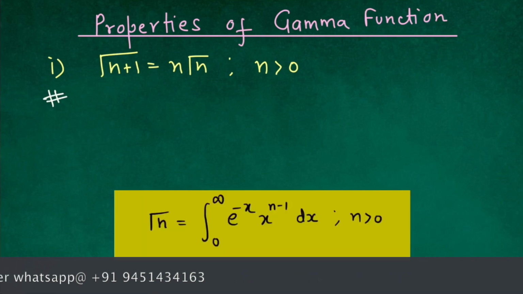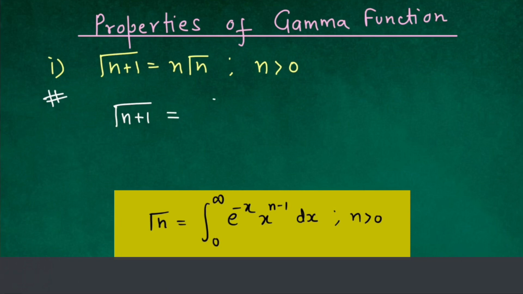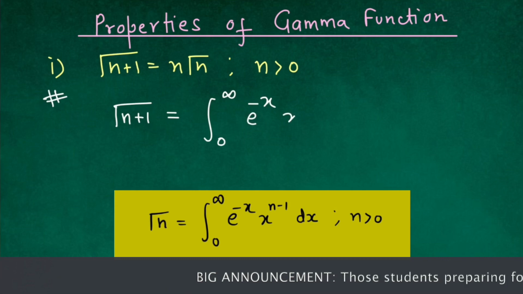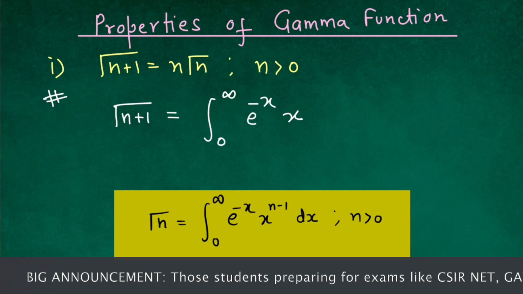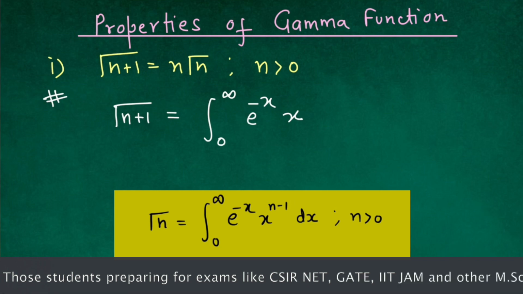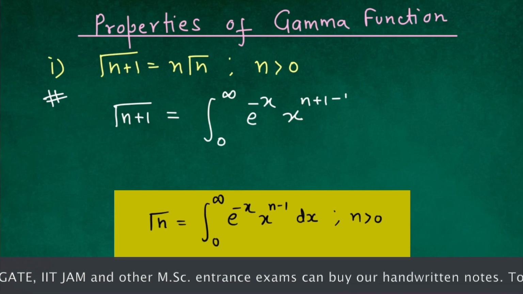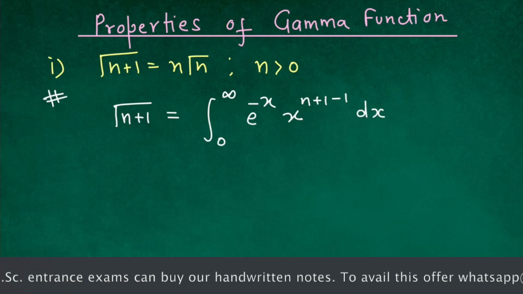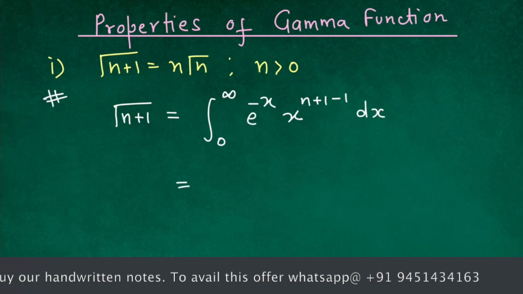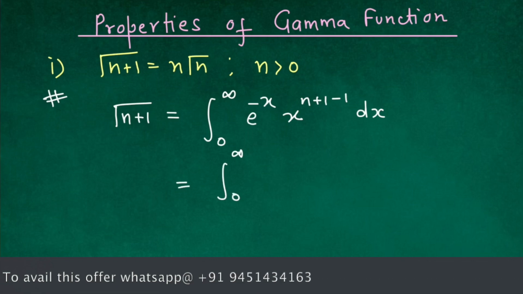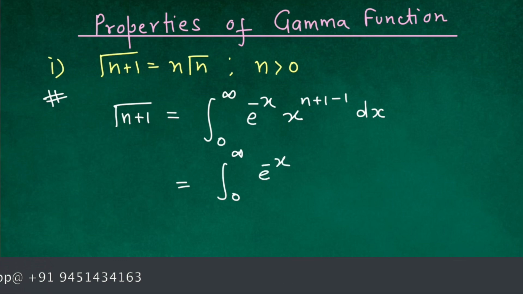From the definition of the gamma function, we can write gamma(n+1) as the integration from 0 to infinity of e raised to power minus x times x raised to power n plus 1 minus 1, dx. Simply, we can also write this as the integration from 0 to infinity of e raised to power minus x, and we can see here the 1 and minus 1 cancel out. So we have e raised to minus x times x raised to power n, dx.